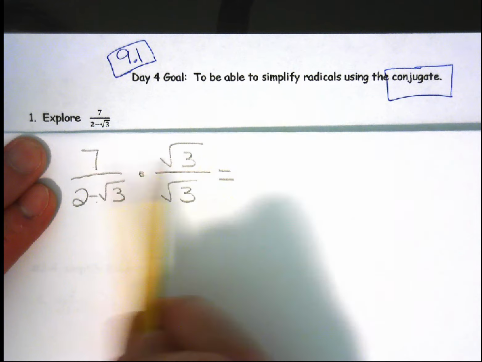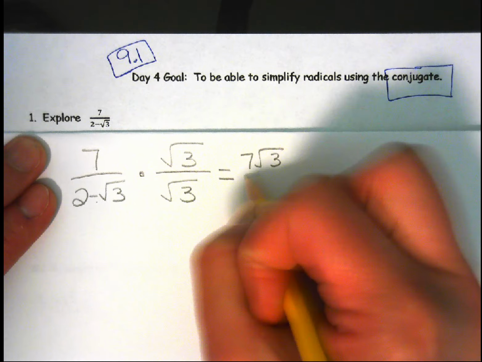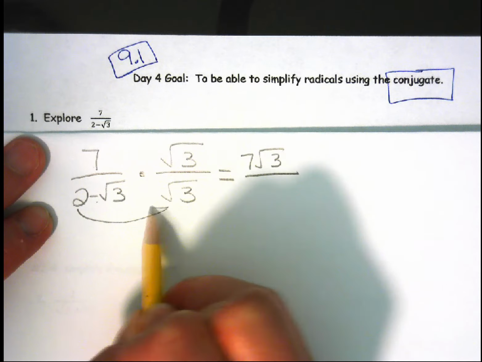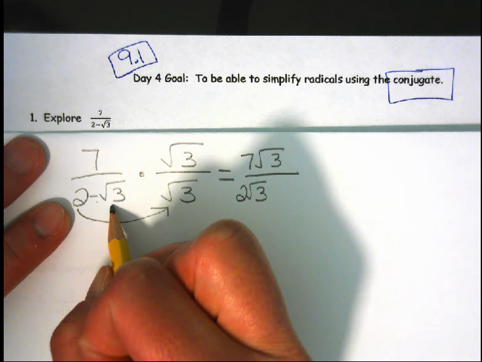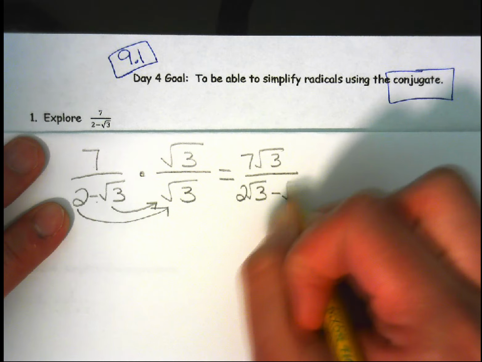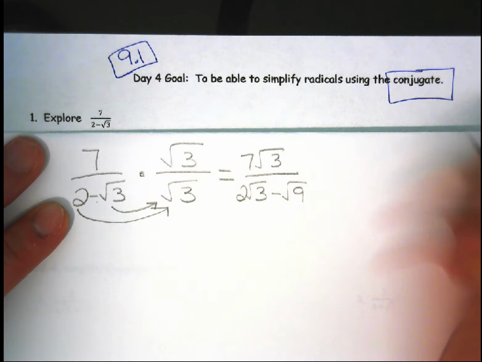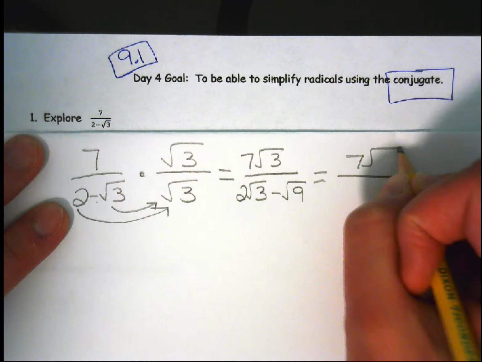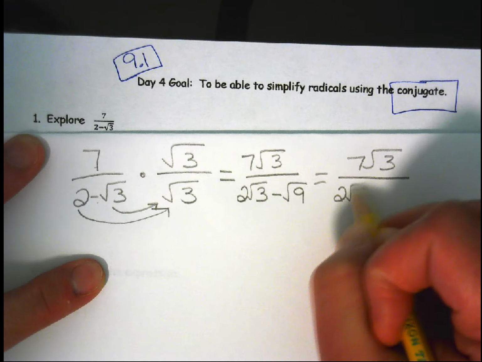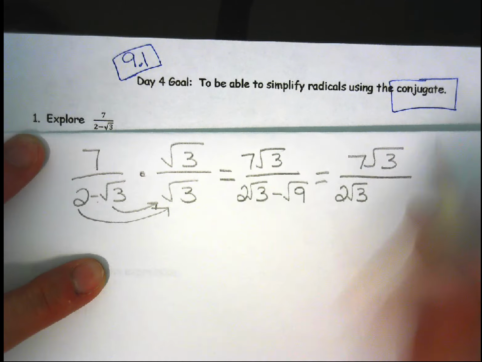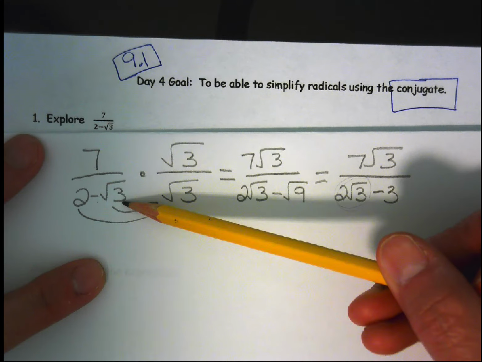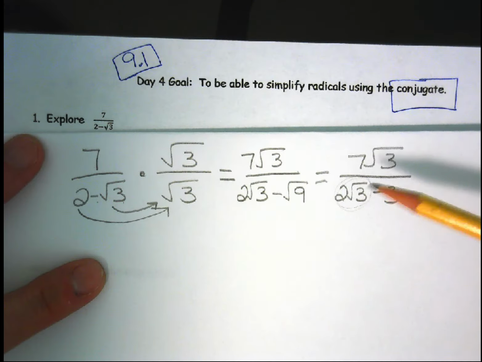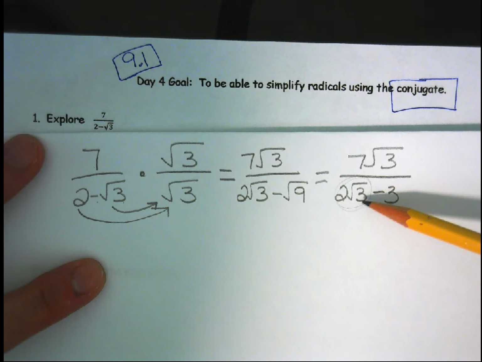I get 7 times the square root of 3. Now on the bottom, I would have to go 2 times the square root of 3, and then a negative square root of 3 times square root of 3, so there'd be a negative square root of 9. And then if I were to clean this up, the top wouldn't do much, and the bottom would be 2 square roots of 3, and then the square root of 9 is perfect. But look what I still have right here. All I've done is take the radical, and instead of being in the second position, I moved it to the first position, but I didn't get rid of it.